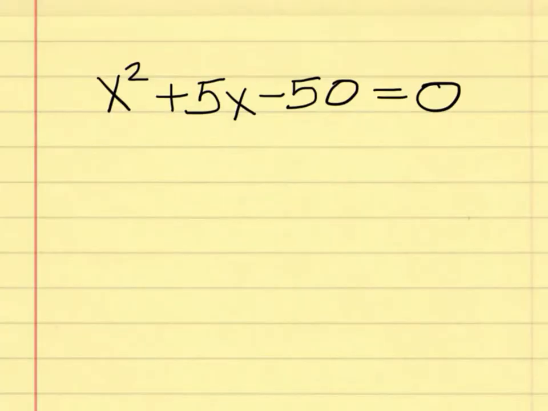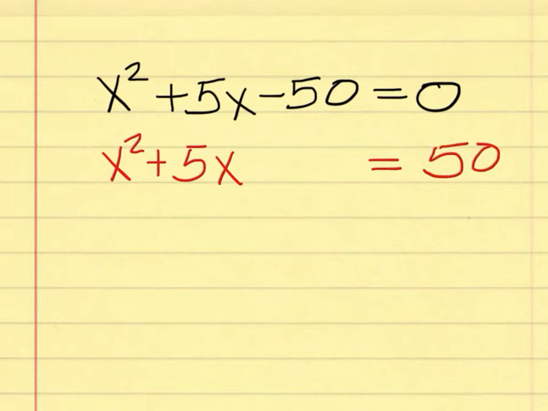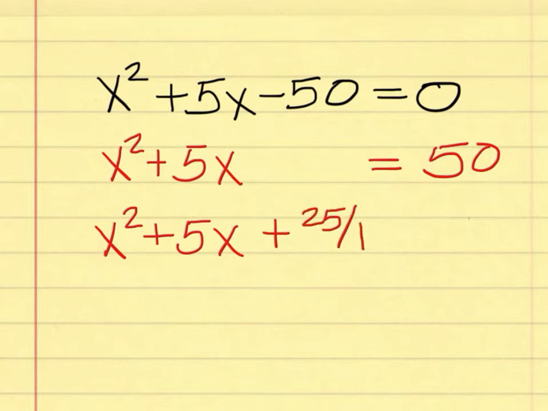The following is a practice problem. All students will be given enough time to complete their answer and bring it to the table. Well, on this problem, you're going to have x squared plus 5x equals 50. Move the minus 50 to the right, make it positive. Half of 5 is 5 halves. If you square 5 halves, you get 25 over 4, and you add that to both sides.